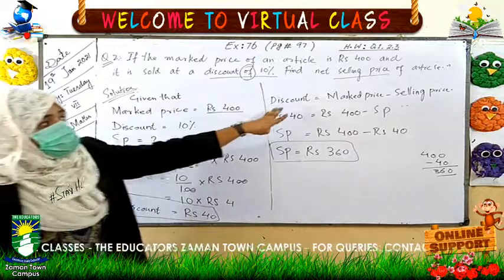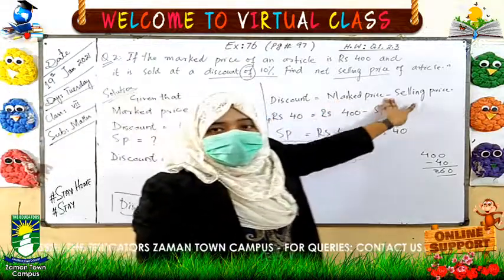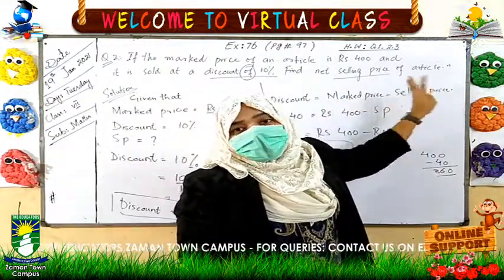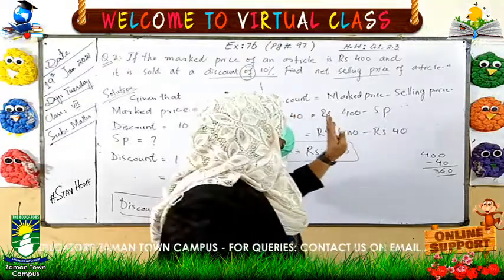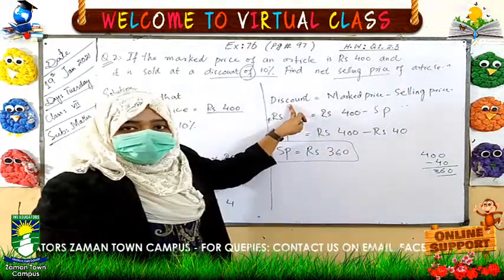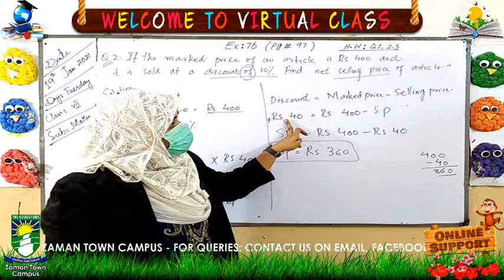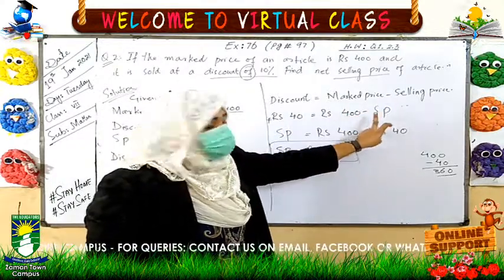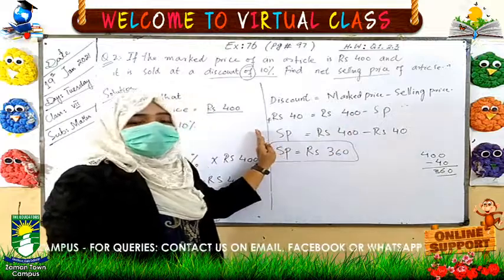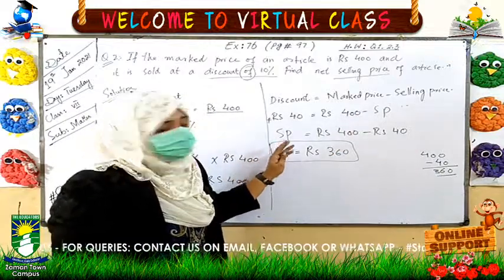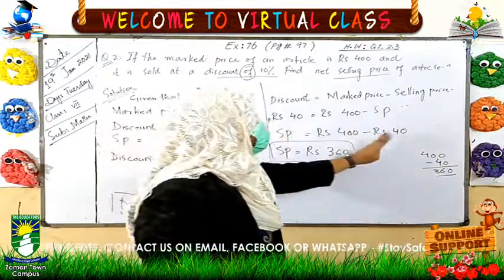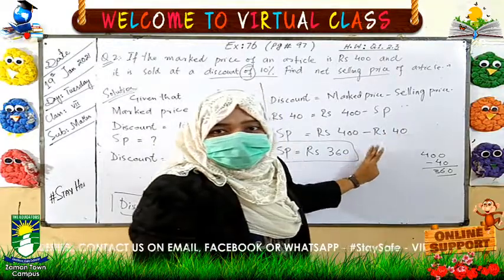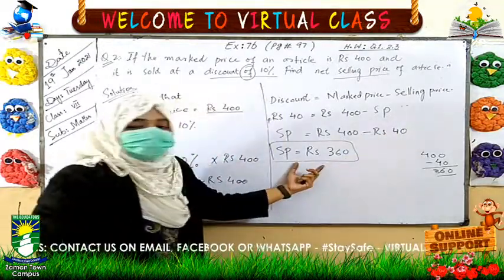Now we will use the formula: discount is equal to mark price minus selling price, as I have discussed in the start of my lecture. Now in the place of discount, we will write rupees 40, mark price rupees 400 minus selling price. Minus selling price, when we move here, it will be changed into plus selling price, and rupees 40, when we move there, it will be changed into minus 40. After this, you will find your value.